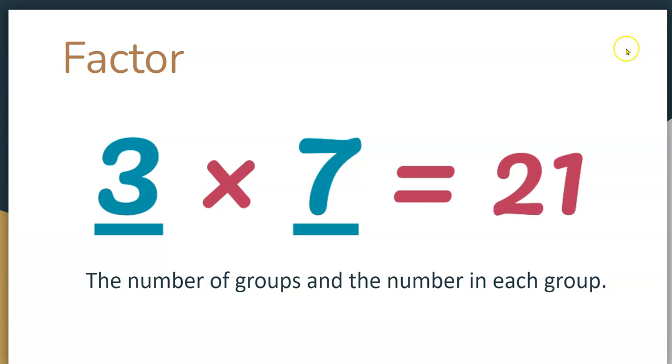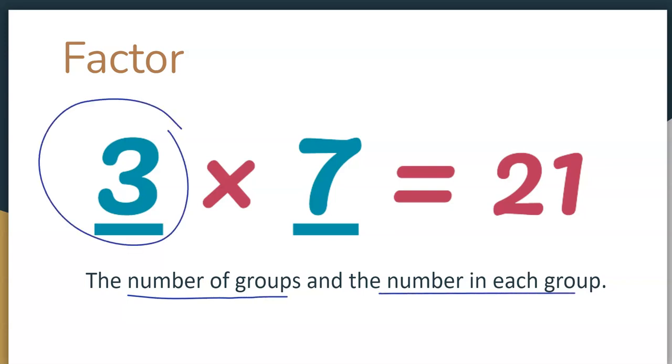All right, now what is a factor? A factor is the numbers and the numbers in each group. So our factors are going to be the number of groups and the number in each group. Okay, and then we see this in multiplication.